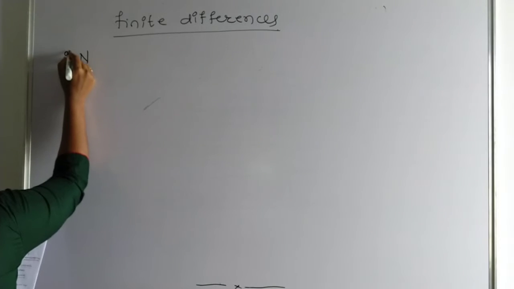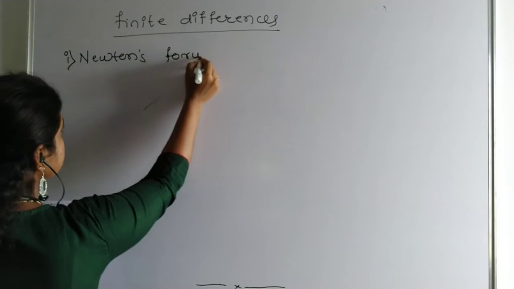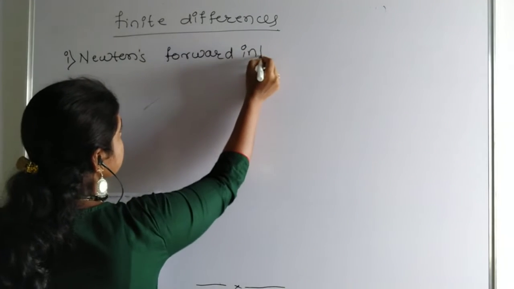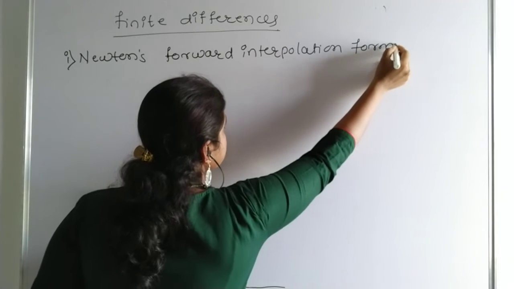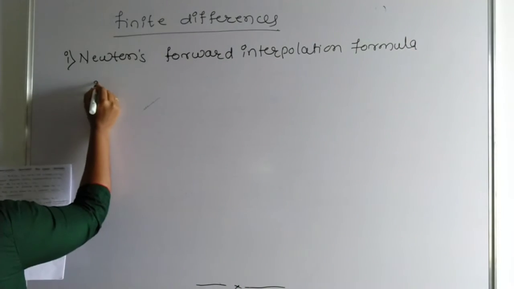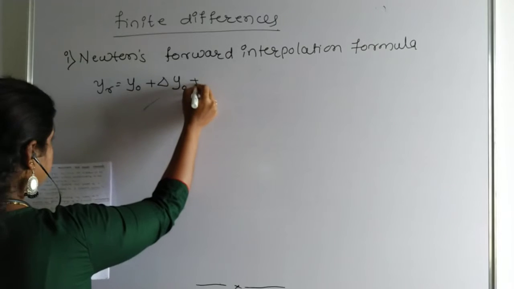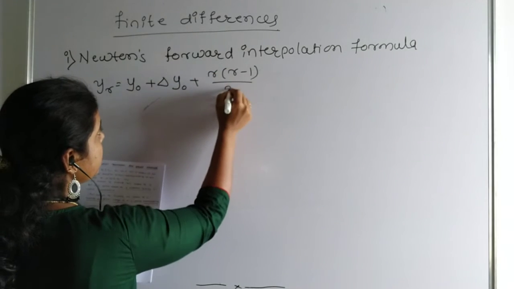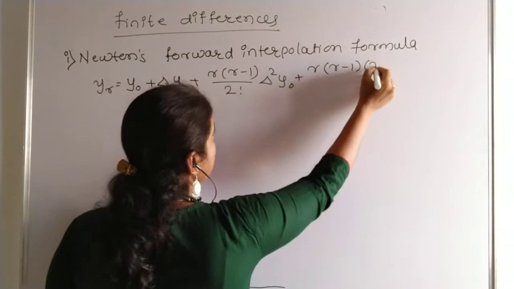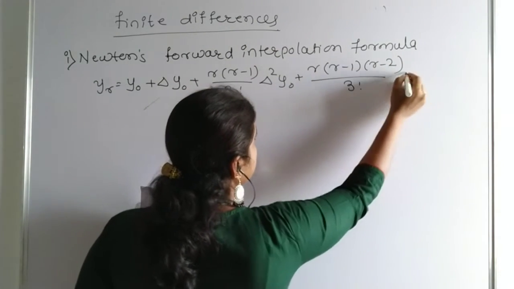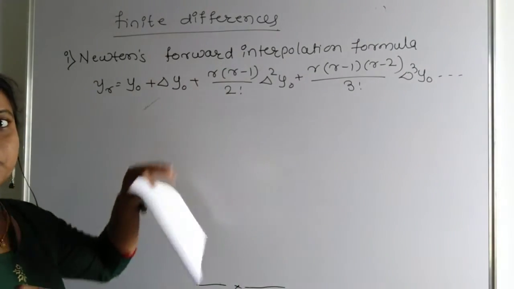First, Newton's forward interpolation formula. yr, the function we are finding, is equal to y0, the initial value of y, plus r delta y0, plus r into r minus 1 divided by 2 factorial delta square y0, plus r into r minus 1 into r minus 2 divided by 3 factorial delta cube y0, and so on. This is Newton's forward interpolation formula.